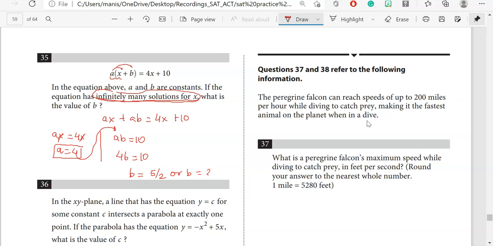My answer is also 2.5 for this question over here. And if you read the question over, it says what is the value of b? So we got the value of b over here.